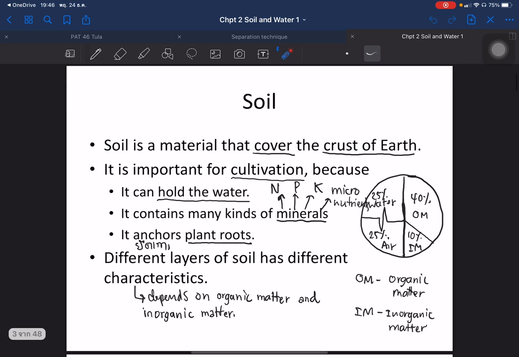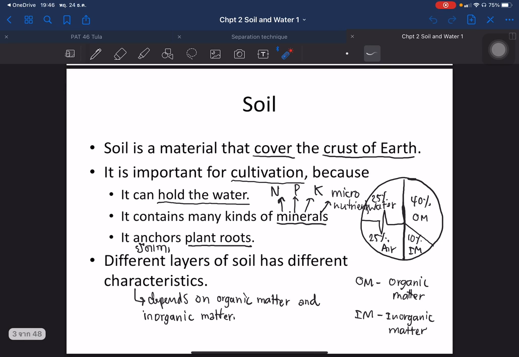Okay, the first one, the soils. It is the material that covers the earth crust, and it is quite important for the growing of the plant or the cultivation, because the structure of the soils can hold the water, and they can provide many different types of important minerals. For example, the nitrogen, phosphorus, and potassium, and the other micronutrients. For example, the iron and the copper.